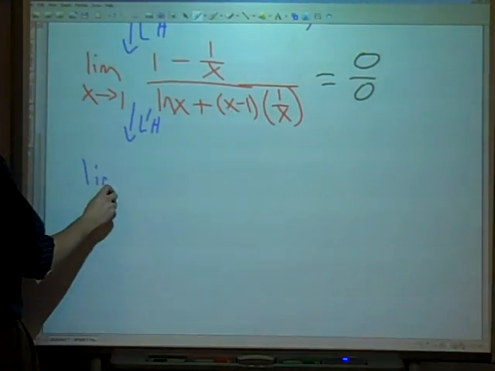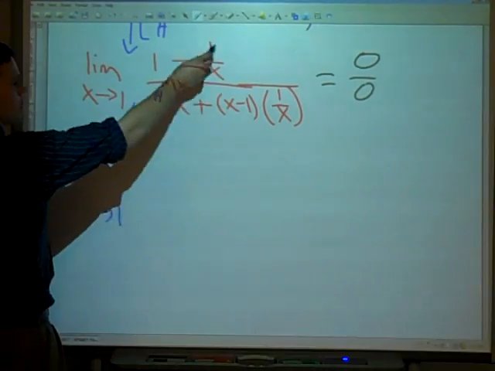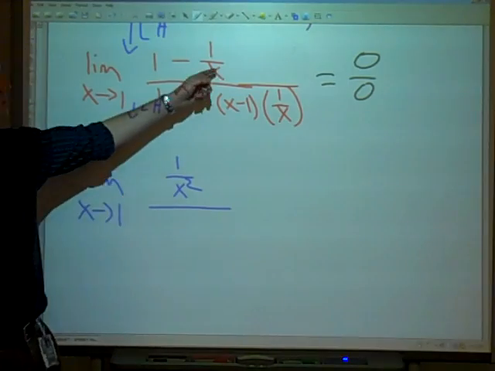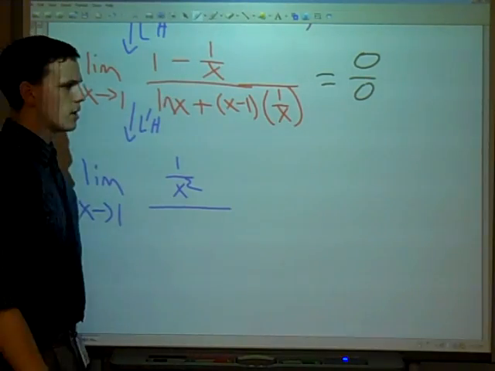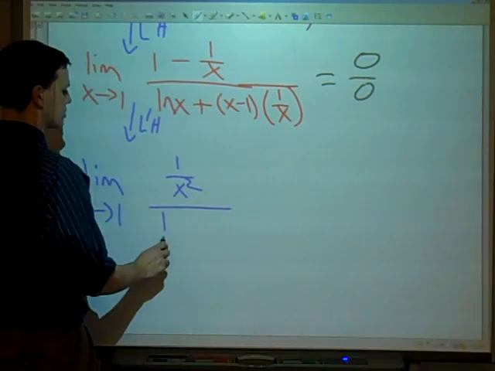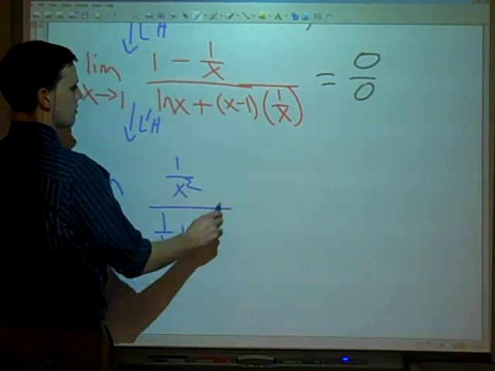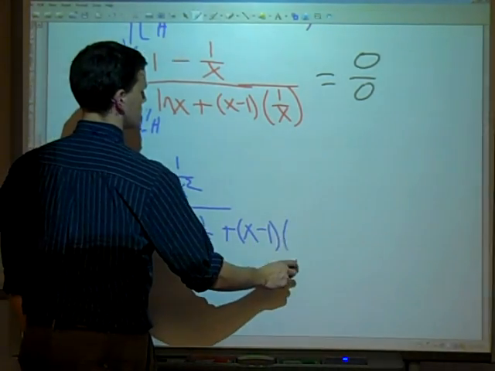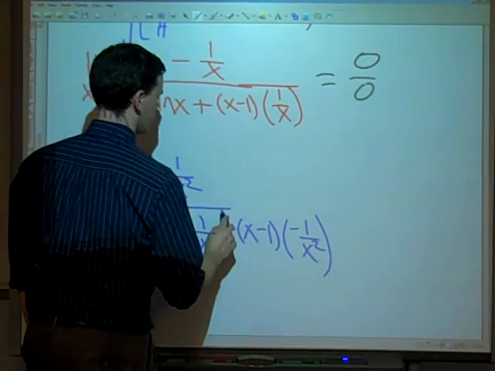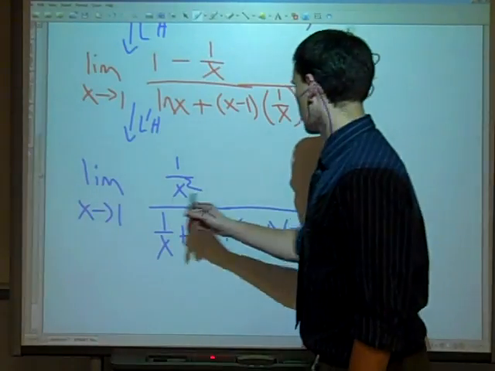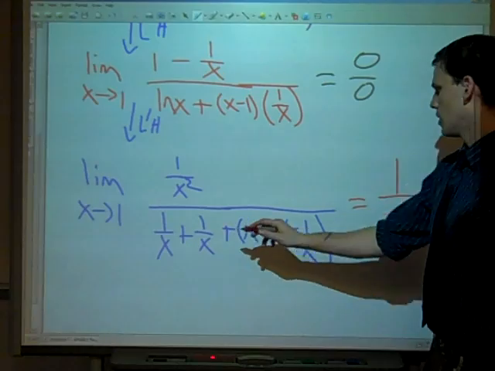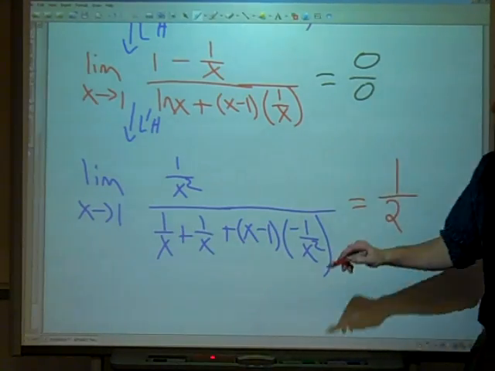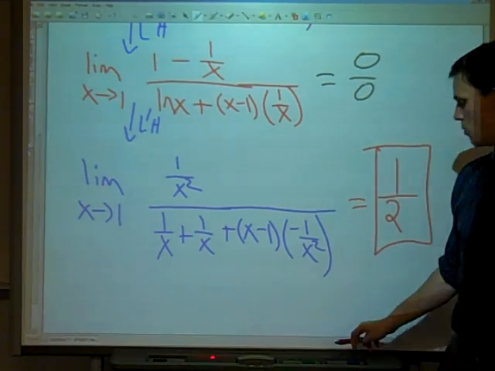This gives us the limit as x goes to 1. The derivative of negative 1 over x is 1 over x squared. Okay? It's positive because the negative 1 cancels with that minus sign. So you have 1 over x squared. The derivative of the natural log of x is 1 over x plus power rule. 1 over x plus x minus 1 times negative 1 over x squared. If I plug in 1, we get 1 in the numerator. We get 1 plus 0, so that's 2 in the denominator. That, guys, is the answer, 1/2.